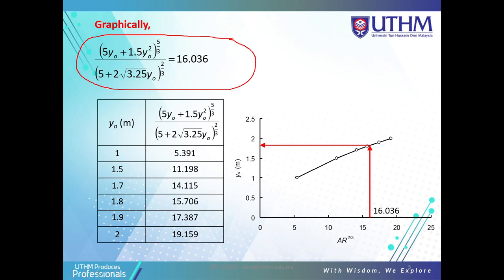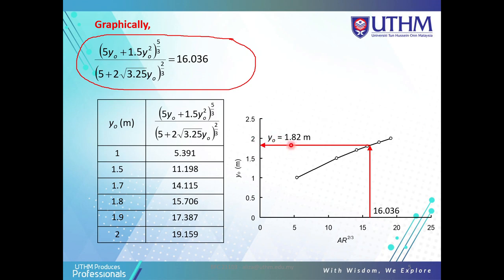You draw this graph from this table. Then you use this value, 16.036, and state it on this graph. Just draw one line here until you stop at this curve, and you get the line to the y axis. So you get the value on the y axis, where y naught is 1.82. Okay, so this is the graphical method.